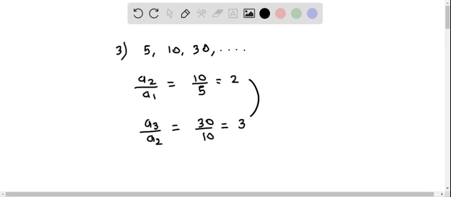Clearly we can see that these two ratios are not the same, that is 2 is not equal to 3. So therefore we see that the ratio between the two consecutive terms are not the same. So we can say that this sequence is not a geometric sequence.